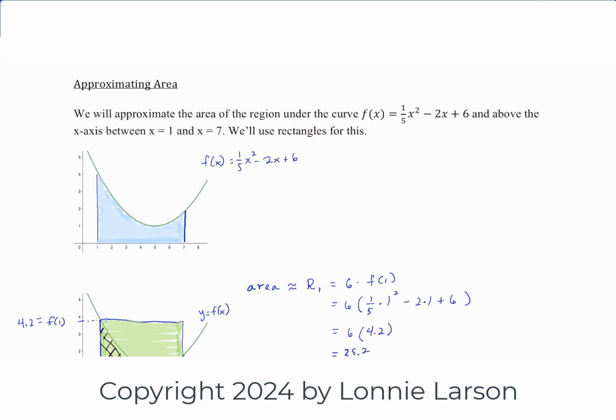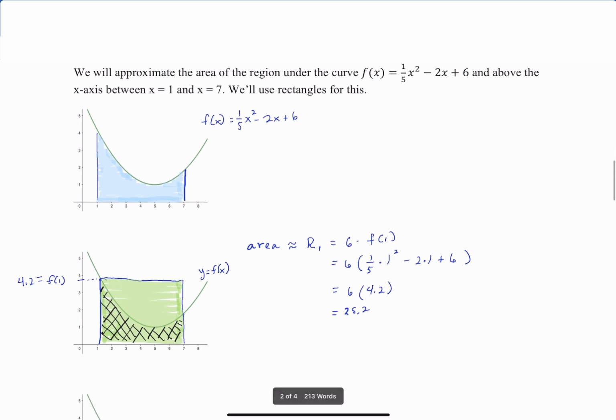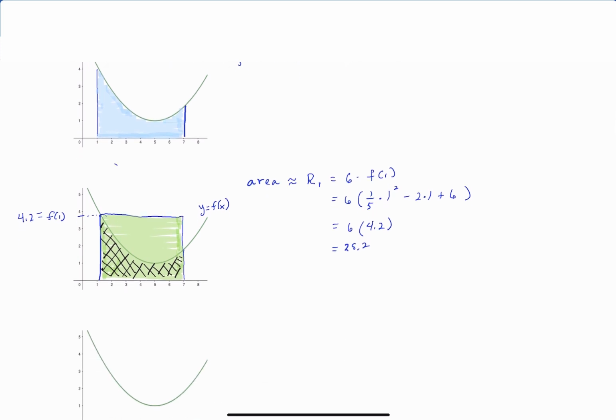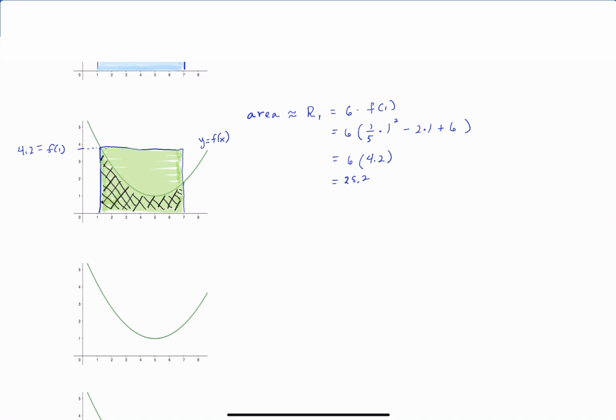Welcome back. We're working on approximating the area under this curve. What we've done so far is approximate it using a giant rectangle that's too big. What we're going to do next is refine our approximation by splitting our rectangle up into two. And here's what I mean by that.